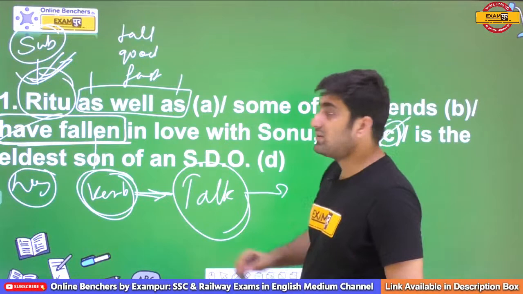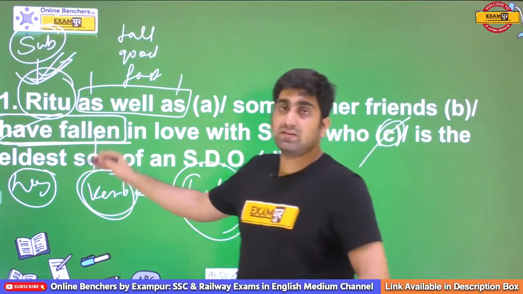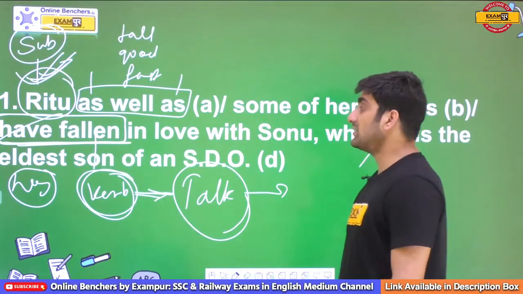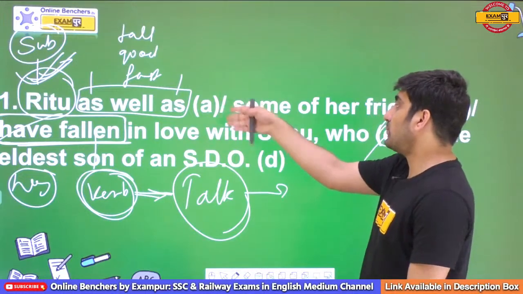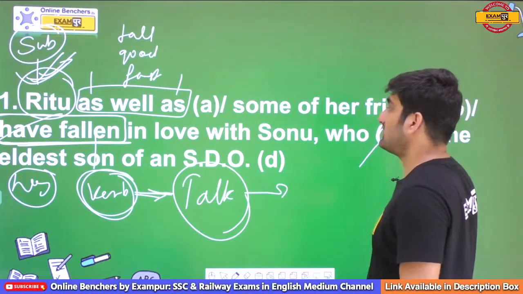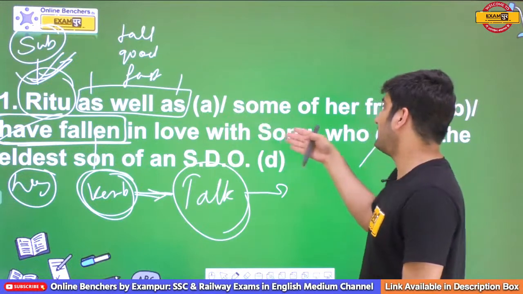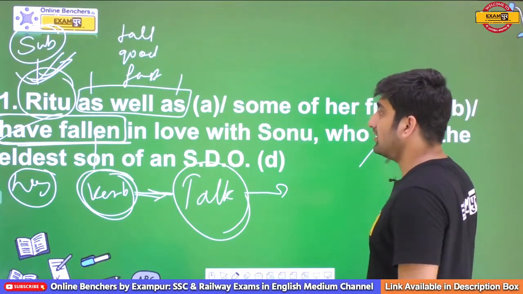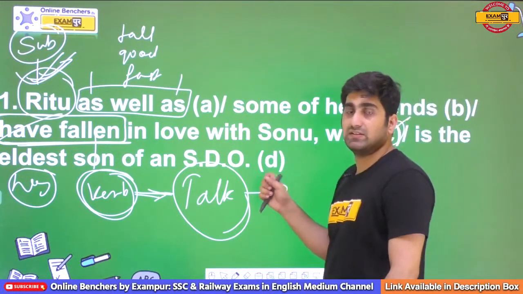How will we be improving it? By putting has in place of have, and the correct sentence will be: Ritu as well as some of her friends has fallen in love with Sonu, who is the eldest son of an SDO.